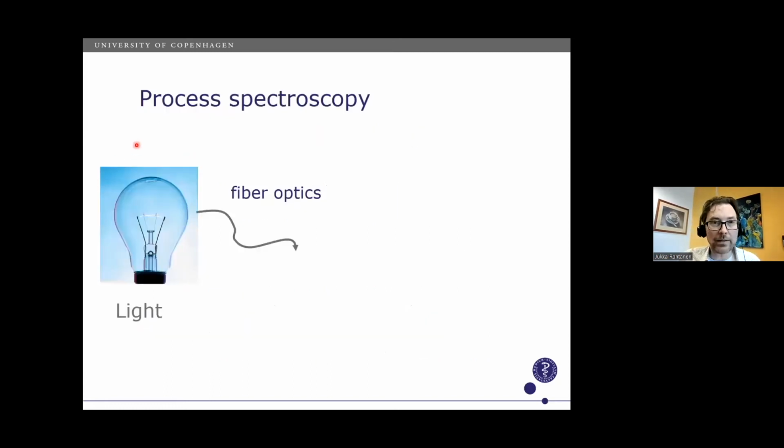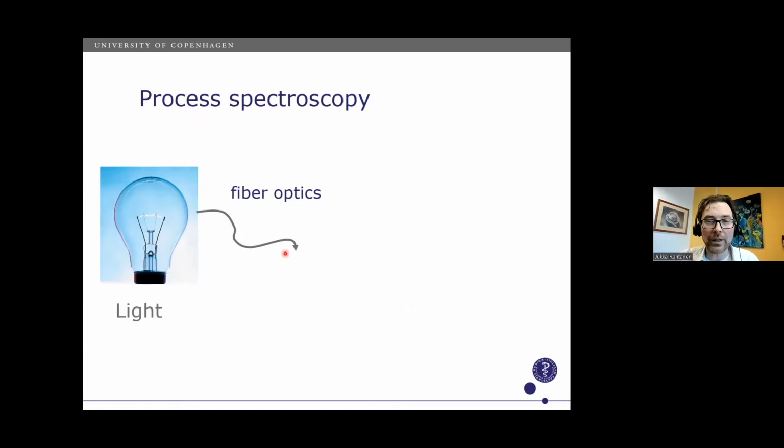So this is the basic idea of doing process spectroscopy. Depending on the spectroscopic method, you have a radiation source. So you need a light. In case of near infrared, this is a light that is having many wavelengths. But in case of Raman, your light source is a laser, so you have only one wavelength. And then that light you take to the sample by using fiber optics.